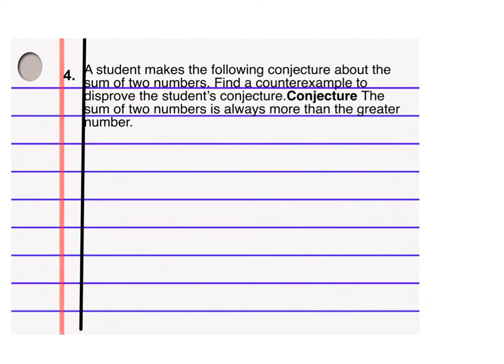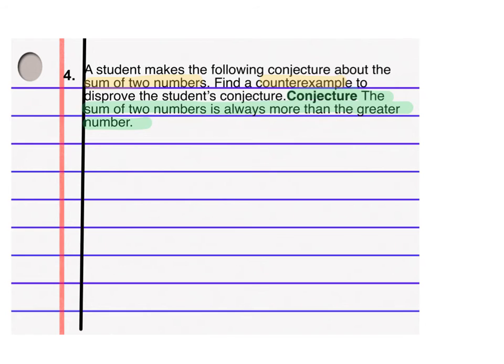Okay, for example 4, you can summarize example 3 and example 4, so there should be something written down, okay? But you can summarize. A student makes the following conjecture about the sum of 2 numbers. Find a counterexample to disprove the student's conjecture. So what is the conjecture? The sum of 2 numbers is always more than the greater number.